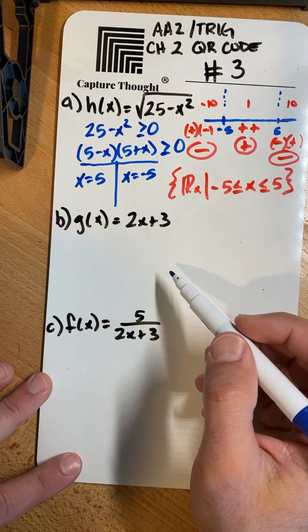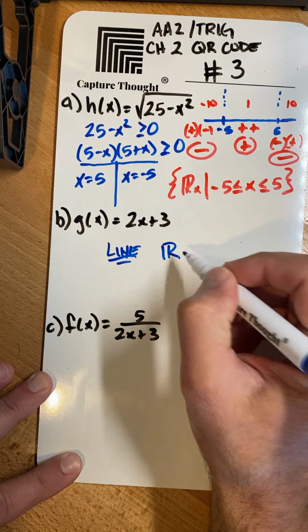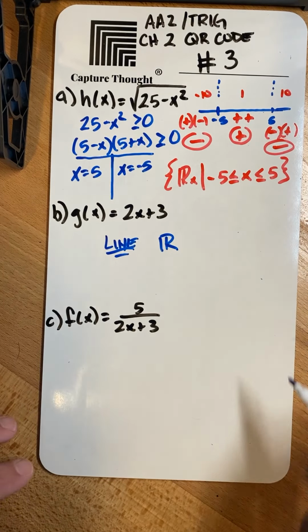The second one here, part B, well, this is just a line, so this is a linear function. So all lines have a domain of all real numbers. You don't have to do anything else with that one.